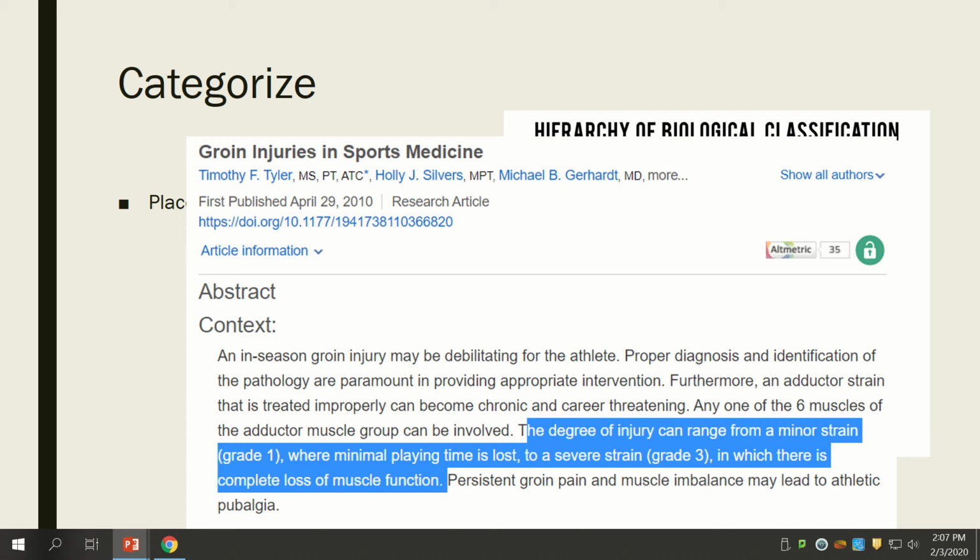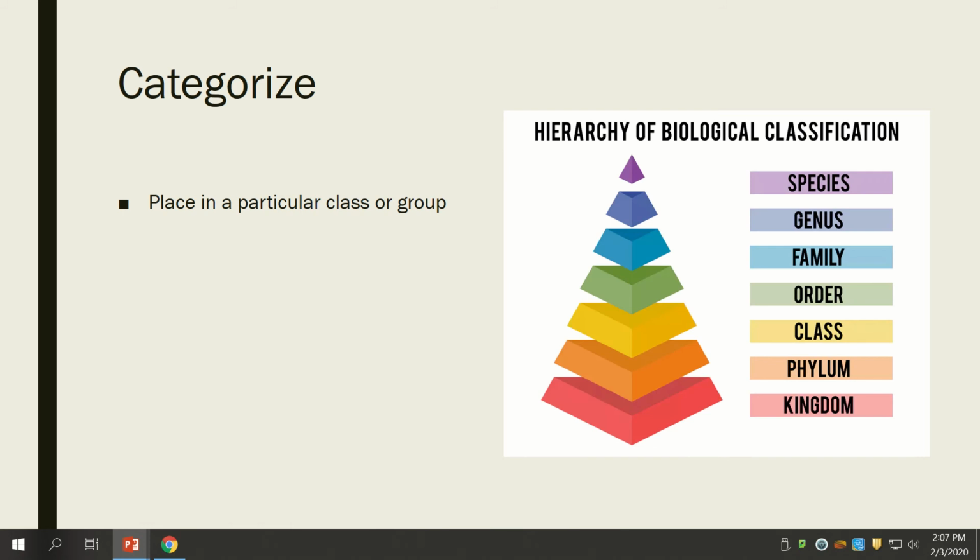Is everyone good with this? That makes sense? So just overall, place things in a particular class or group. That's overall what categorization means.